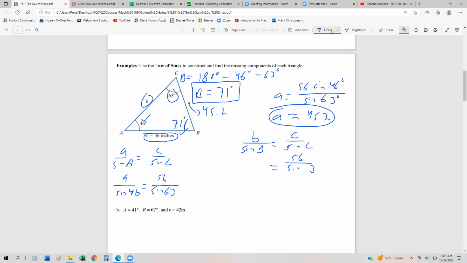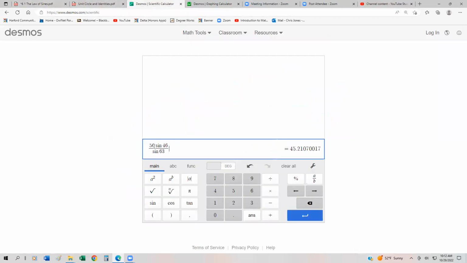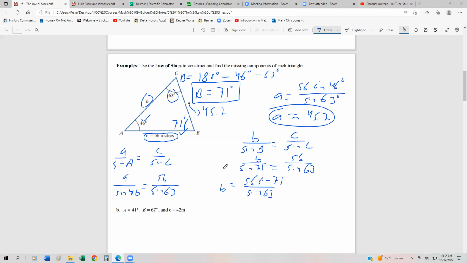And then for B, well, we don't know what side B is, but we know that angle B is 71 degrees. So this would be sine of 71. I can multiply both sides by sine of 71. So I get 56 sine of 71 divided by sine of 63, right? And the good news is, in my calculator, we have 56 and 63 already.